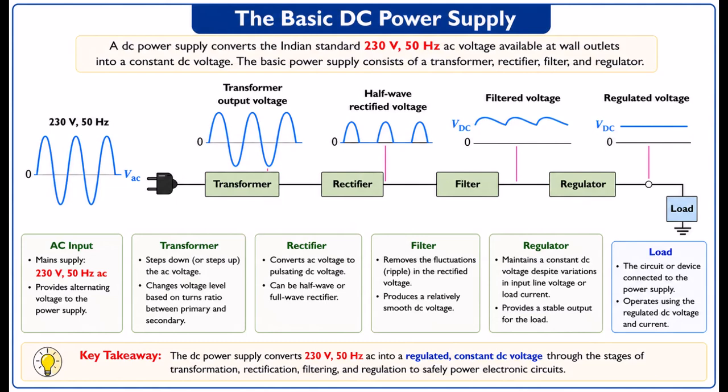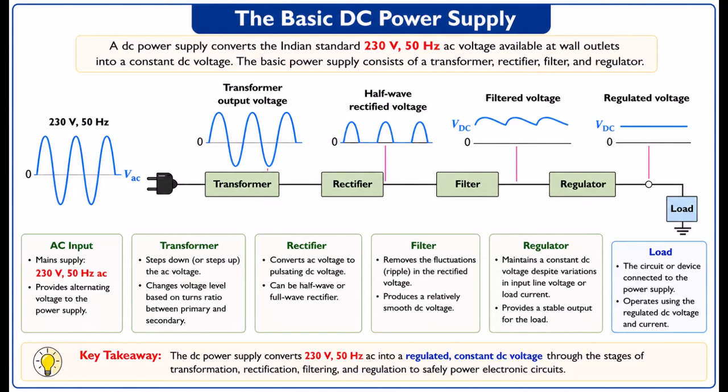We begin with the AC input. The waveform shown at the input is sinusoidal. It alternates above and below 0 volts, indicating that both its magnitude and polarity change continuously with time. This 230 volt, 50 Hz AC supply is applied to the primary winding of the transformer.